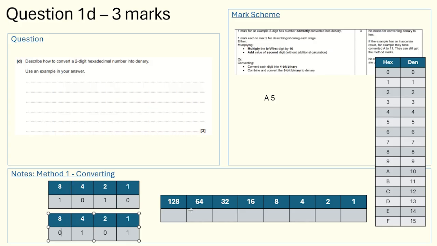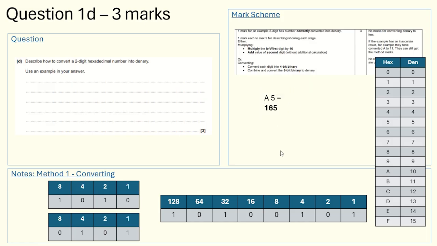And then we need to put these into an 8-bit binary to be able to convert this 2-digit hexadecimal into denary. So let's take the A first of all. So we've got 1 0 1 0, and if we take the 5, we've got 0 1 0 1. And then all we need to do is a little bit of maths to solve this. So we're going to do 128 add 32, which is 160, add 4, which is 164, add 1, which equals 165.